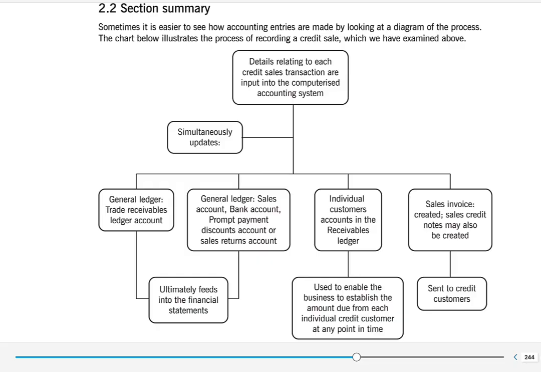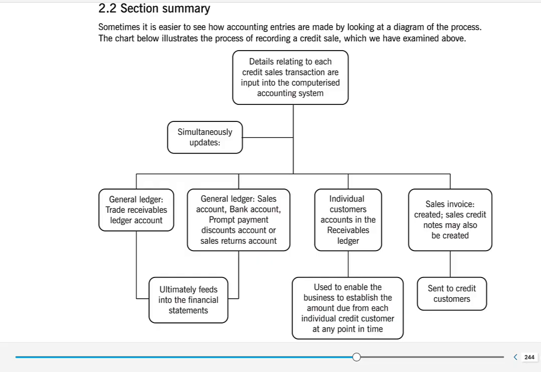Putting the whole process into one simple story. Let me tell the story in one straight line, like you would explain it in an exam. Step 1. Enter credit sale details into the accounting system. Step 2. The system produces the sales invoice for the customer. Step 3. At the same time, the system updates the general ledger, including trade receivables control, sales, sales tax. Step 4. Also at the same time, the system updates the customer's personal account in the receivables ledger.